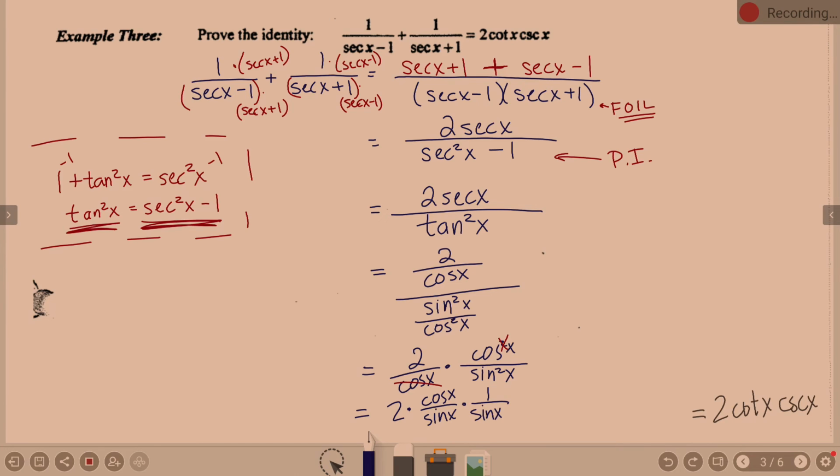There is. Did I end up where I need to end up? If I change this out now, out of cosines and sines, there's 2. Cosine over sine is cotangent x. 1 over sine x is cosecant x. And we made it.